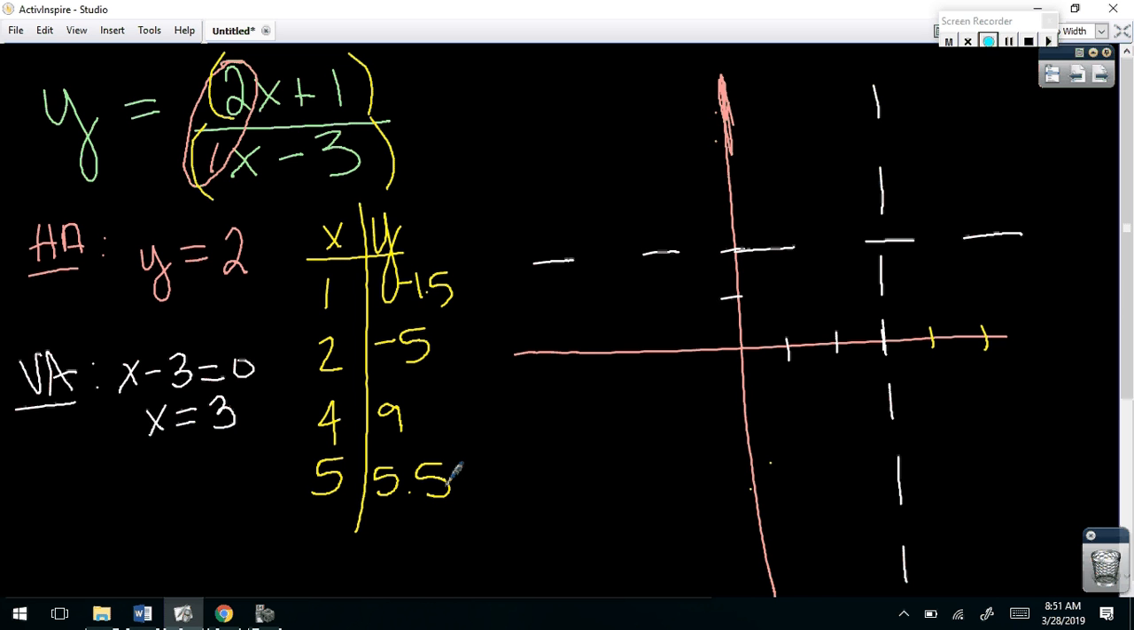All right, I'm going to plot 1. You don't want me to plot yet? Because I'm still on the top. It's always going to be 2 to the left and 2 to the right. 2, -5, 4, 9, 5, 5.5.